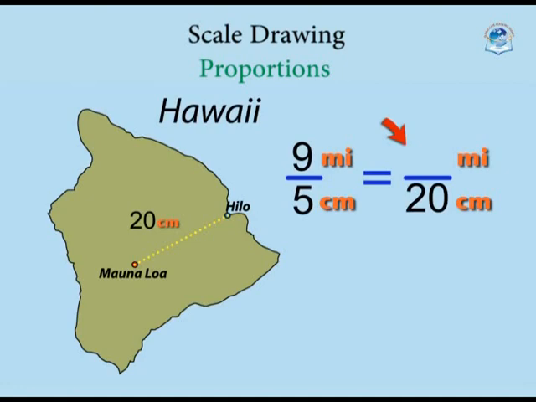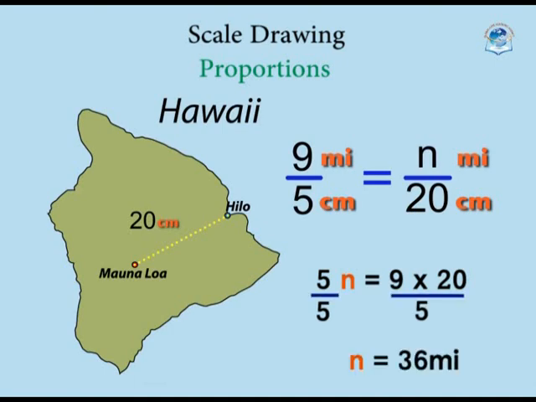And the top number is the number of miles, which is unknown. We put an n. So to solve for n, we do our cross multiplication. n times 5 is 5n. That is equal to 9 times 20. To get n, we divide by 5, and we get 36 miles. It's that simple.